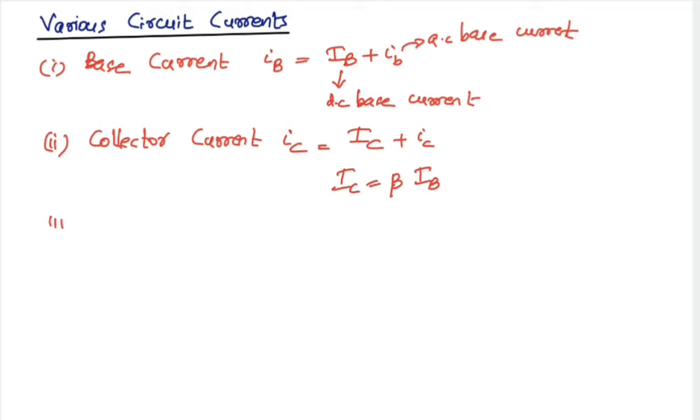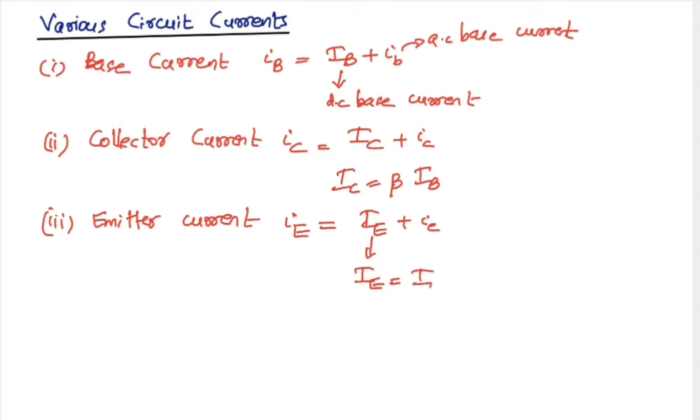Now the third one is the emitter current. As in the above two cases, the total emitter current small i capital E is equal to capital IE plus small ie, where capital IE is the DC emitter current. How do we obtain IE? IE is equal to IB plus IC. It is the DC emitter current when no signal is applied. Similarly, small ie is equal to small ib plus small ic.